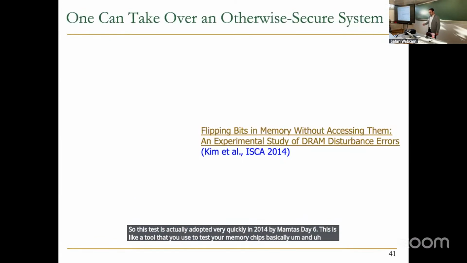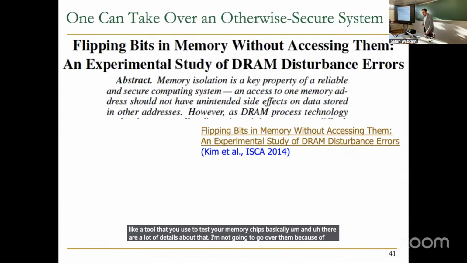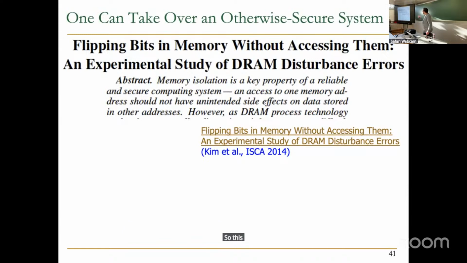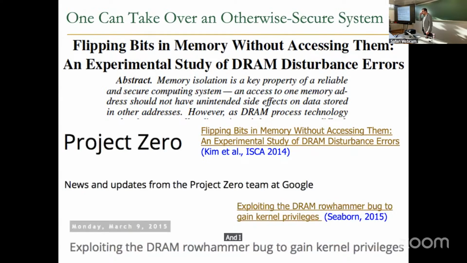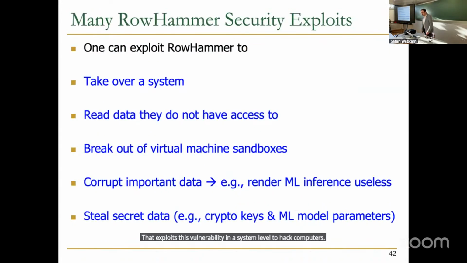There are a lot of details about that. I'm not going to go over them because of time restrictions. This is a screenshot from the paper, and this is the link for the paper. I will talk about another work from Project Zero, a part of Google, that exploits this vulnerability at a system level to hack computers. So let's see how they do that.